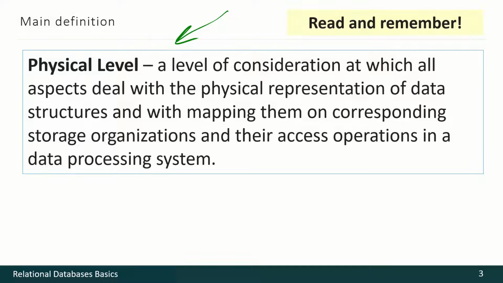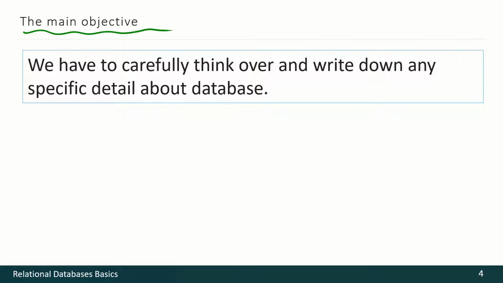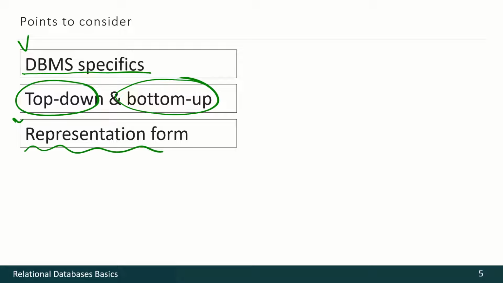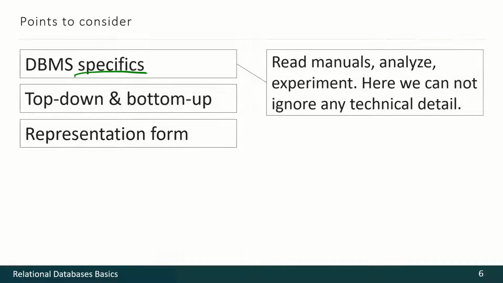This is the official definition of physical modeling level, so you may pause the video and read through this text, but we now shall discuss the main idea. So the main idea, the main objective is to carefully think over and write down any specific detail about our database. To achieve this goal, we have to take into account DBMS specifics, use top-down and bottom-up approaches, and think about representation form. There are a lot of specifics for any DBMS, so we have to read manuals, analyze, experiment, and here we cannot ignore any technical detail.